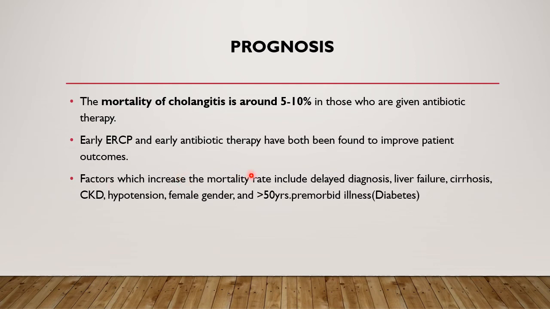Factors which increase the mortality rate include delayed diagnosis. It's very important to diagnose early. Delayed diagnosis, comorbid illnesses like liver failure, cirrhosis of the liver, chronic kidney disease, hypotension, female patients, and those above 50 years of age, and more so patients with diabetes mellitus. These are all high-risk patients, and these patients, if the treatment is not started early and adequately, then the mortality rate among them may be high.